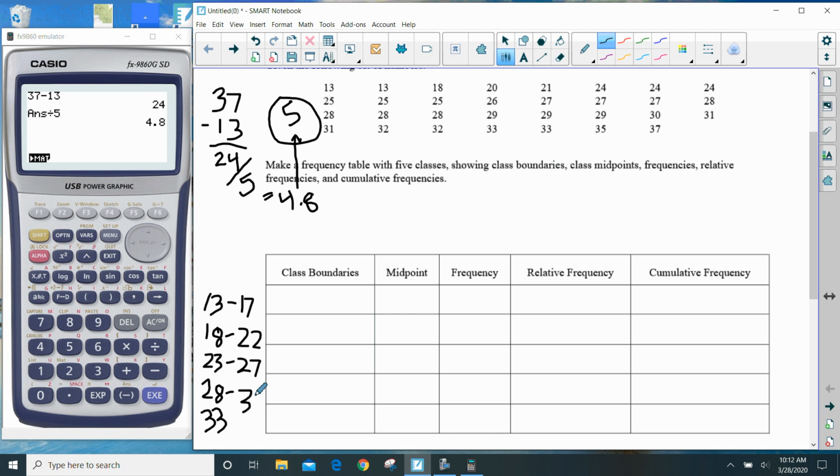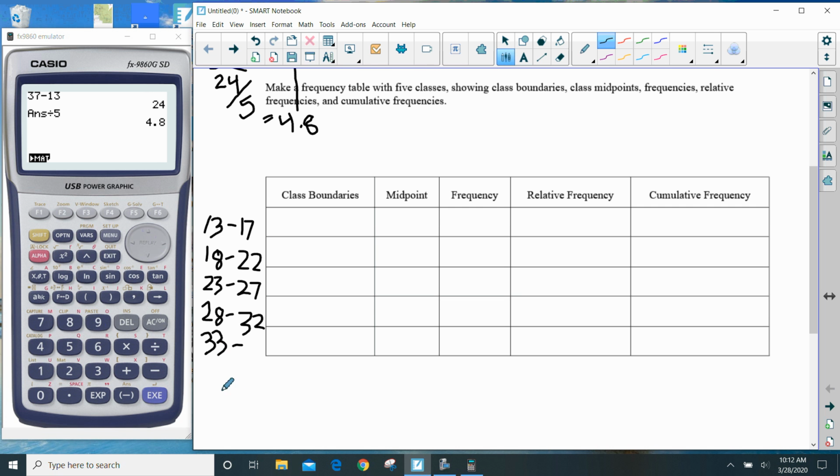So the question is, where does this last boundary end? Well, this is where I made a slight mistake. I should have taken one extra step here and created a hypothetical start of 38, making this end at 37. Okay, so that's our rough draft.